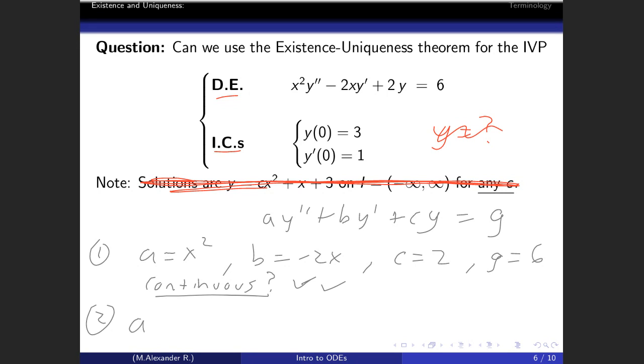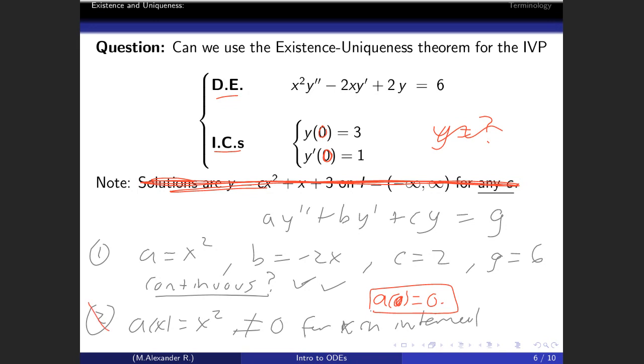Then we have to look at the a function, and this is again the x squared. And then we don't want this to be 0 for x in the interval. Okay, so now go back to the initial condition. The initial condition here is 0. What do you know about if you plug in 0 into the a formula here? Plug in 0 into the a function, then you get 0. Okay, so this is a red mark, meaning that this is not going to be true for our problem.